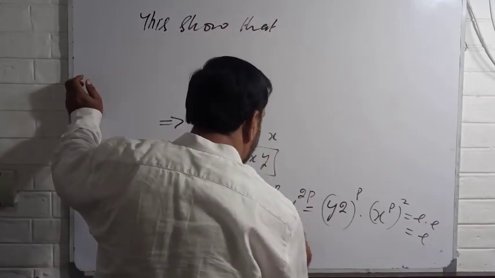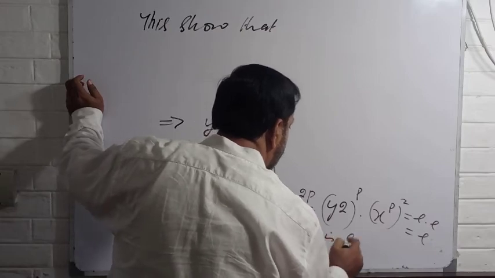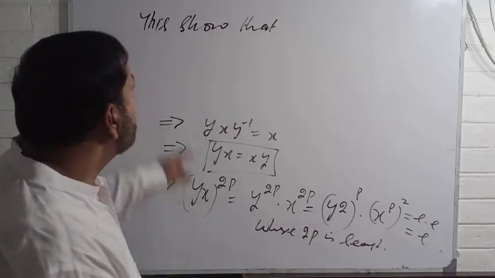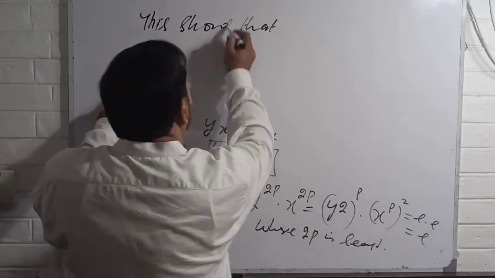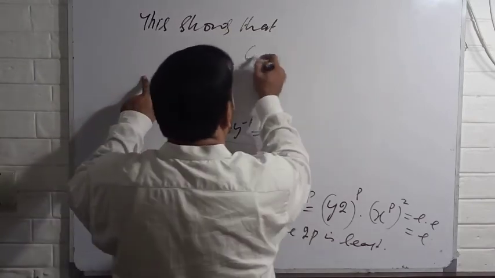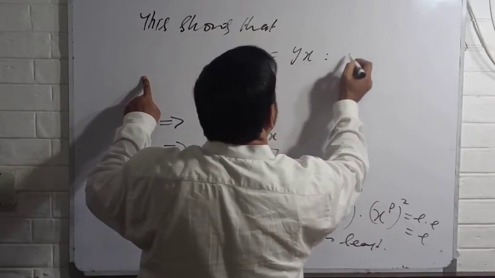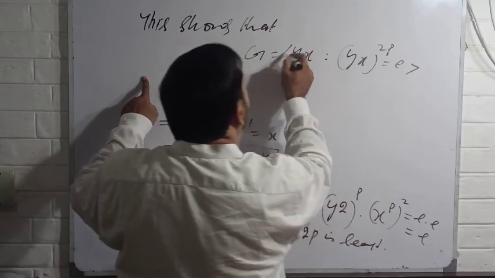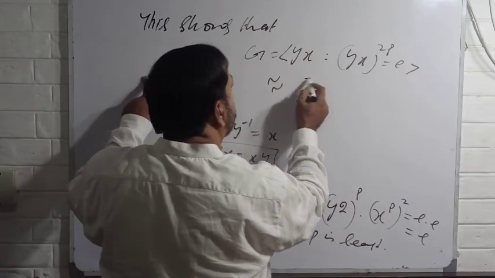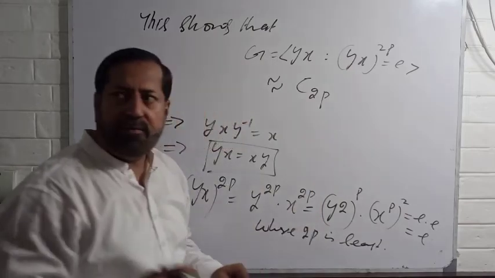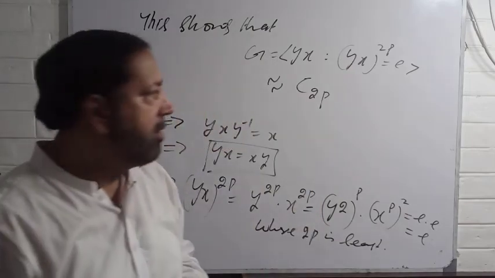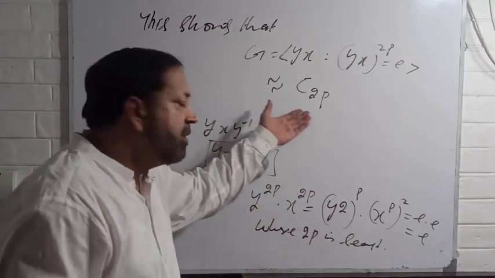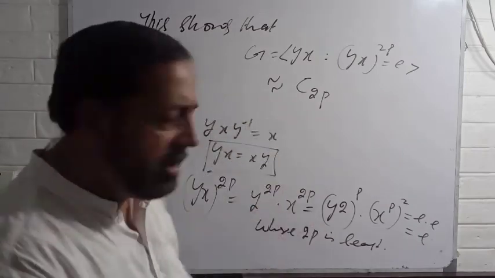This shows that where 2p is least, right? So this shows that G is in fact generated by yx, such that (yx) to the power 2p is the identity, and you know what this is? This is isomorphic to C2p. So I have established that if p divides r minus 1, then you have the group C2p, and the rest of the case is so easy.